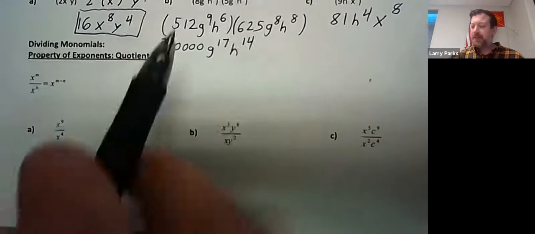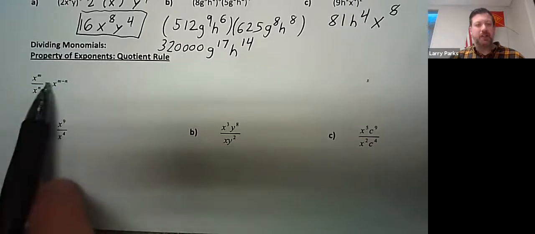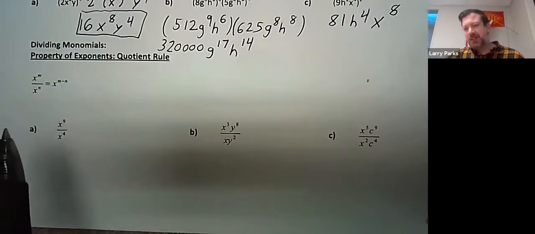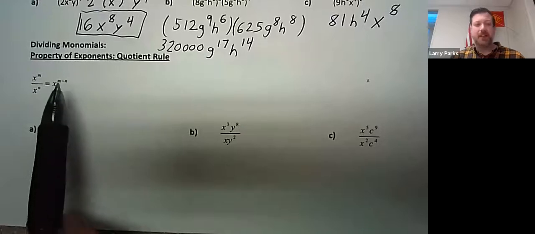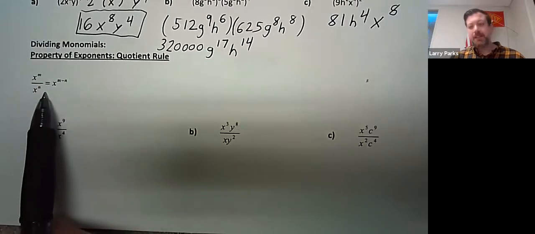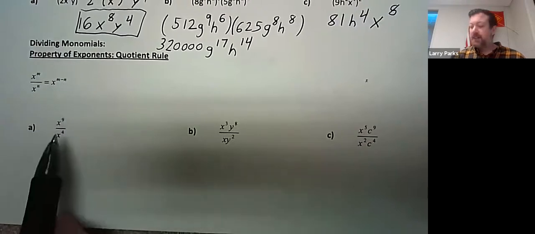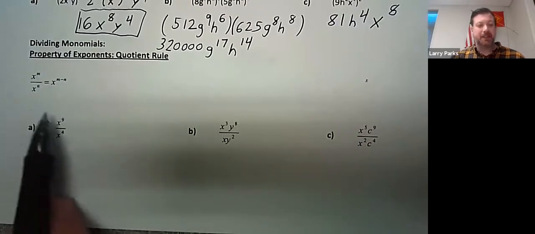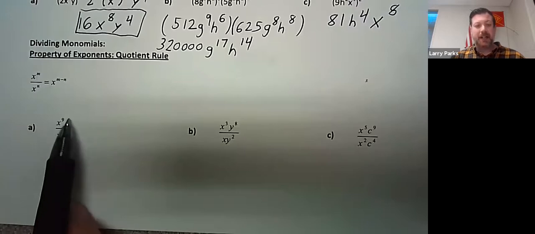Next, what happens when you have a quotient? Quotient means division. Usually we write division as a fraction. So what you do is you just take m minus n. So if you have the same base, you just subtract the exponents. 9 minus 4 is 5.